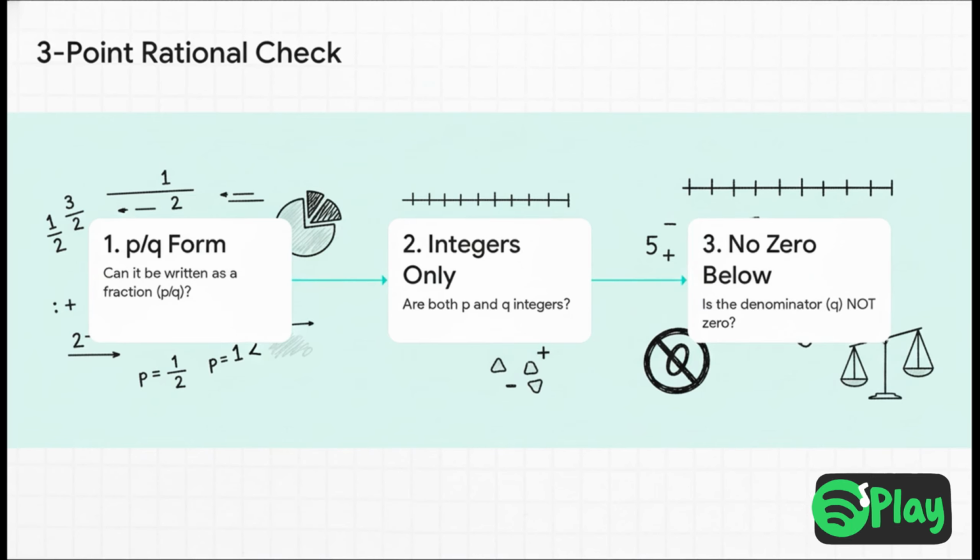First, can you write it as a fraction? One number over another. Second, are both of those numbers, the top and the bottom, integers? And third, and this one is a really big deal, is the bottom number, the denominator, not 0? You can never divide by 0. If a number checks all 3 of those boxes, congrats, it's a rational number.